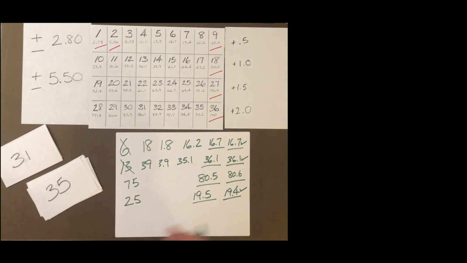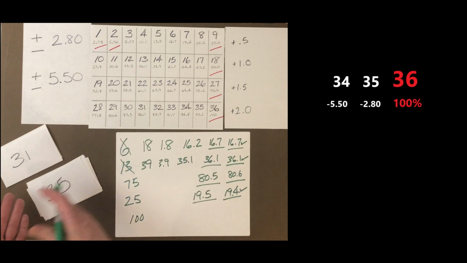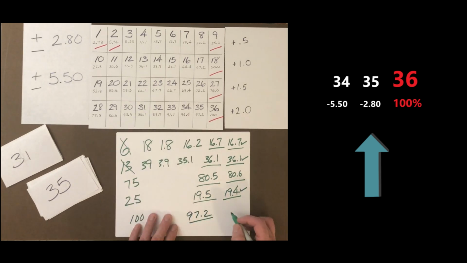35, we know 36 is 100, we're going to simply subtract 2.8. We never really use this number, but we're doing it just for fun, just for practice. That gives us 97.2, and the actual number is 97.2.